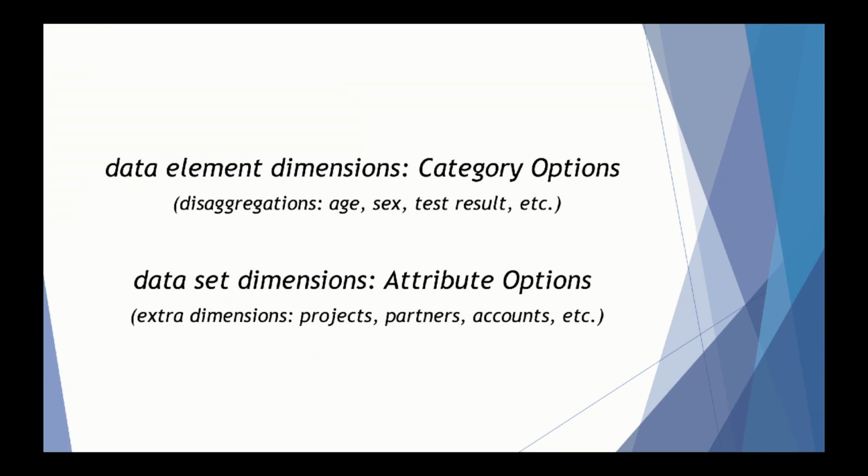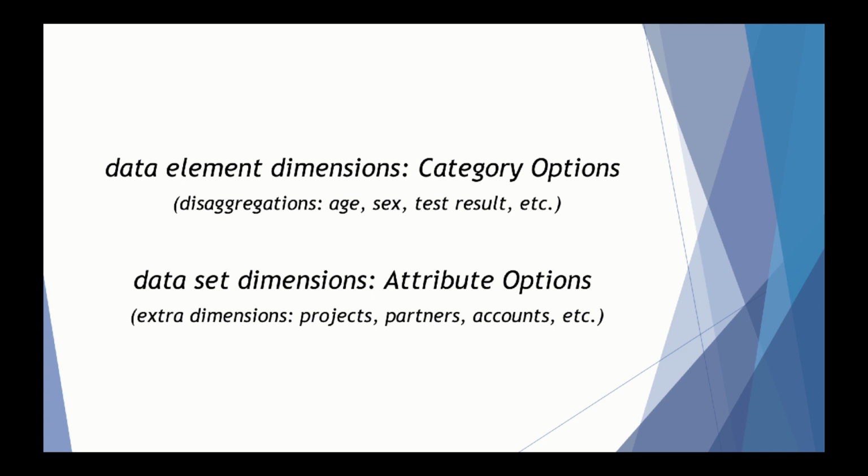I'm going to talk about, first, a review of category options, and you'll see why when we get to attribute options, because they're based on category options. Category options are what we know as disaggregations. This should be a review for a lot of people. Disaggregations based on age and sex is the most common example, or it can be test result, or it can be target versus actual, or any other things that you can dream up.